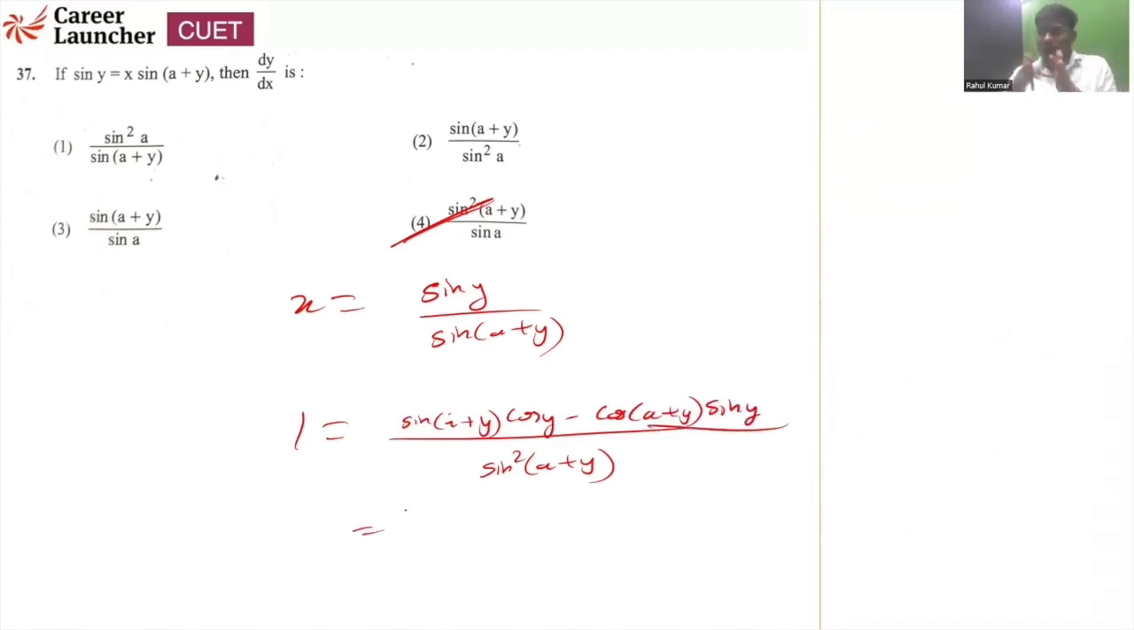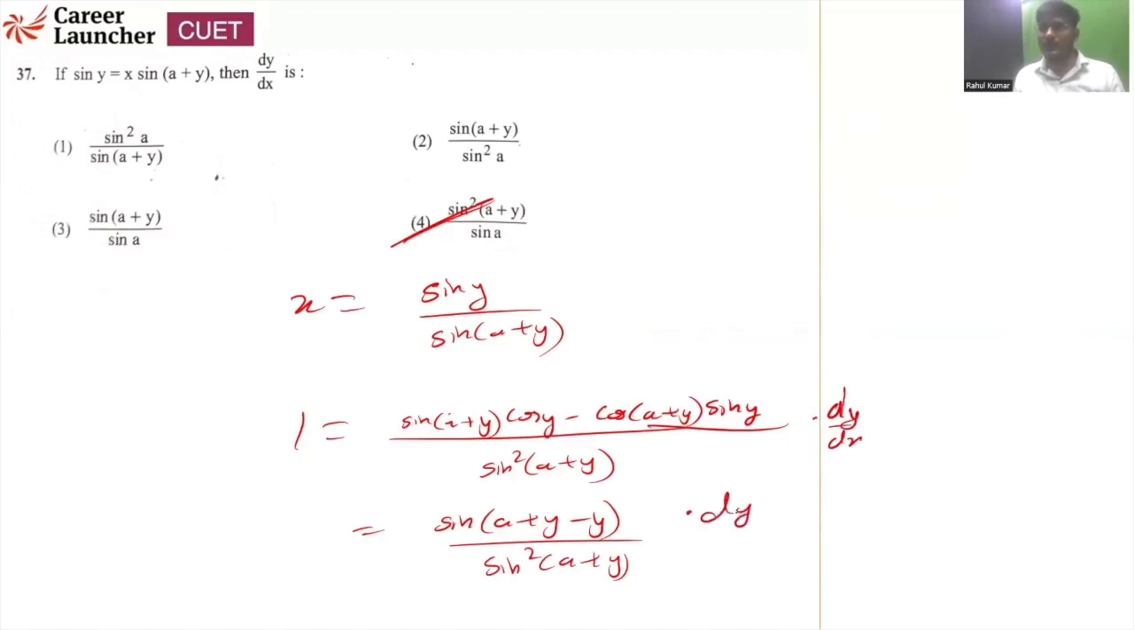Now we'll apply sine A cos B minus cos A sine B. So it will be sine of A plus y minus y, by the identity, and it is sine square A plus y. And one more thing which we have forgotten, there will be a multiplication of dy by dx, because we are doing implicit differentiation here. So from here, dy by dx will be equal to sine square A plus y divided by sine A, and option D is the correct answer.